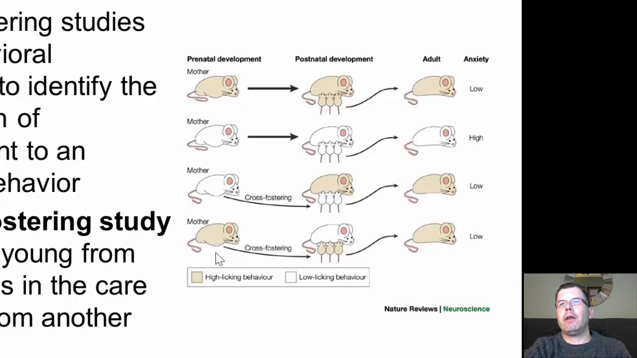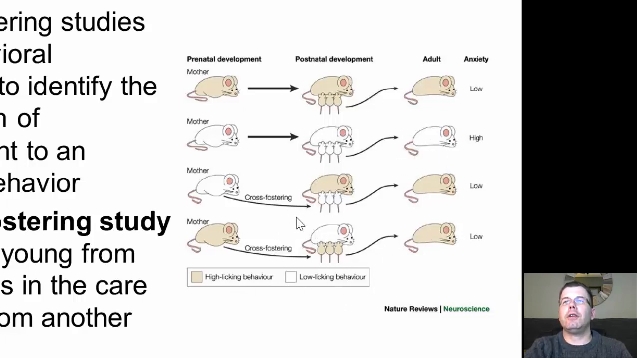This mother now has offspring, and you put them with a high anxiety mouse. They still, even though they have the high licking behavior, this is where they show that sometimes the experience can be learned, or environmental cues can lead to low anxiety. In this situation, because these have the high licking behavior already, they're born with it, they also have low anxiety. So they attribute low licking behavior and high anxiety together.